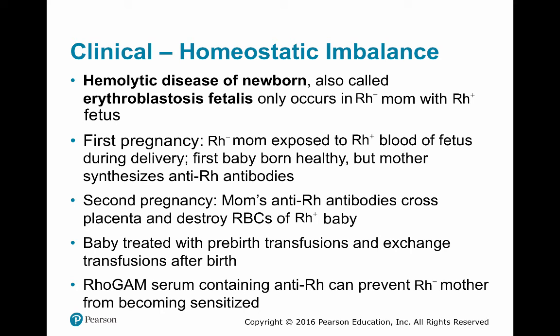The baby will be born healthy. But now the mother, since she's been exposed to something that's foreign, i.e. the Rh factor from the child, will now start synthesizing anti-Rh antibodies. During the second pregnancy, the mom's anti-Rh antibodies can cross the placenta, and they will actually destroy the red blood cells of any child that they have that is Rh positive, right?